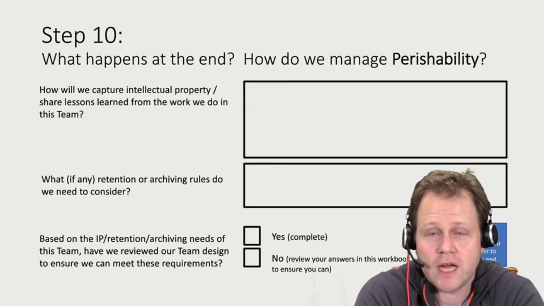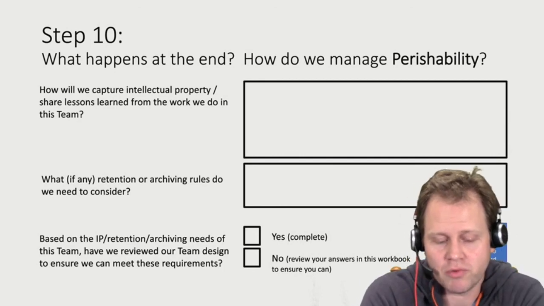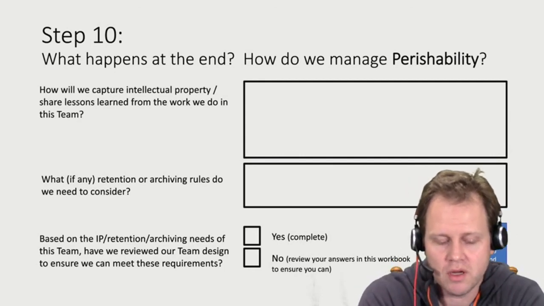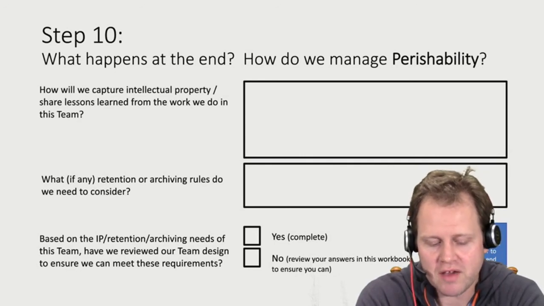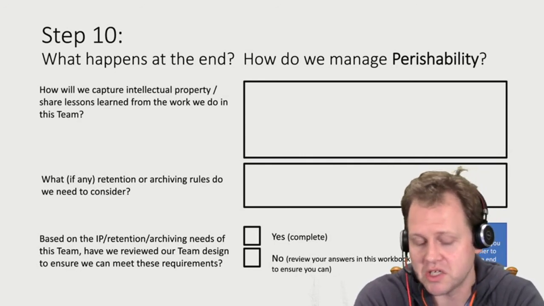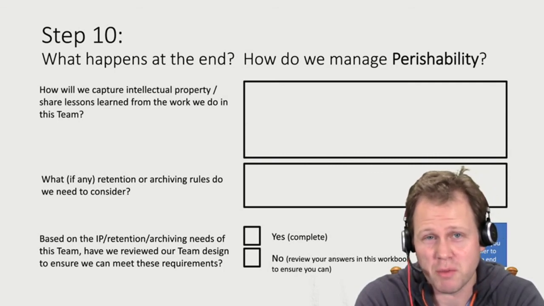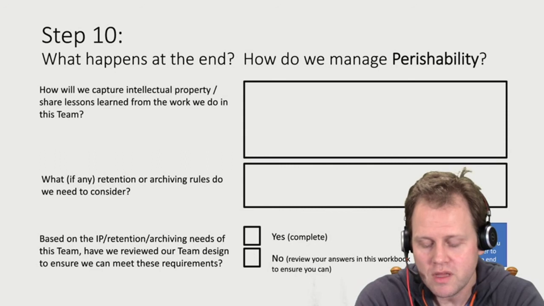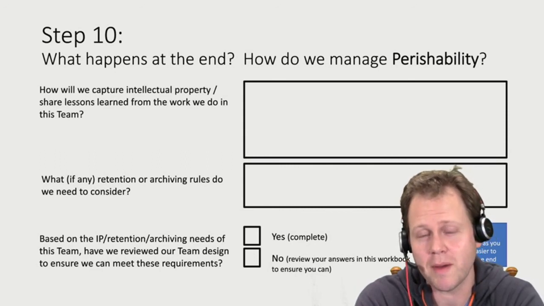And then finally, what happens at the end? How are we going to manage perishability? How are we going to capture the intellectual property and lessons learned from what we do in the team? What, if any, retention or archiving rules do we need to consider? And then based on these IP, retention and archiving needs of the team, have we reviewed the entire design to make sure we meet those requirements as well? Again, doing this at the start and having a really clear idea about what you're going to do at the end makes it so much easier to keep on top of things when teams come to the natural end of life, if someone leaves the organization or things like that.